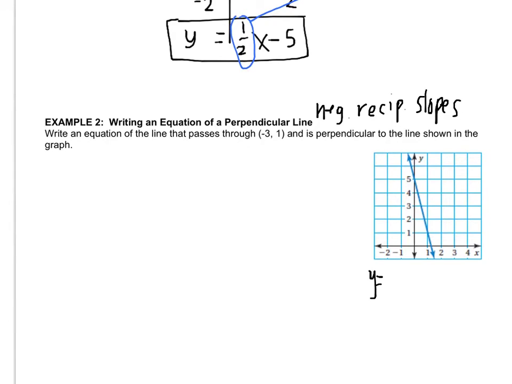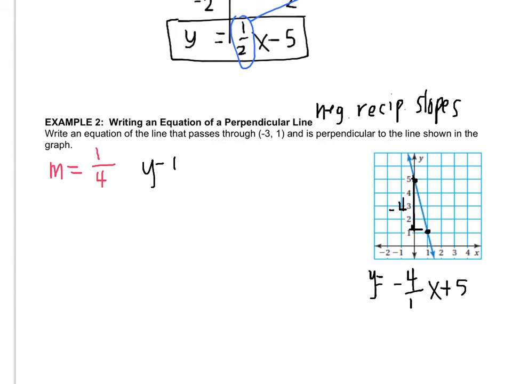So its slope is, I'll just randomly pick these 2 points, down 4, right 1, and the intercept is at 5. So that's the equation of this line, but I want a perpendicular line. So the negative reciprocal of -4/1 is positive 1/4. Now I need to use my point slope formula and plug in the values.